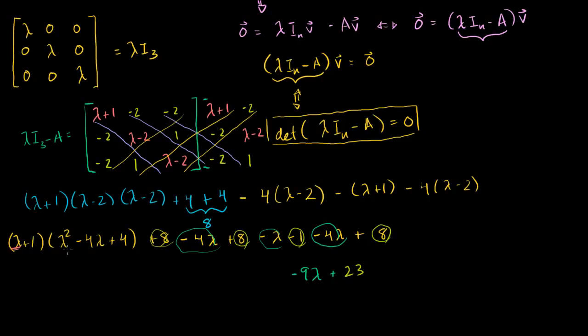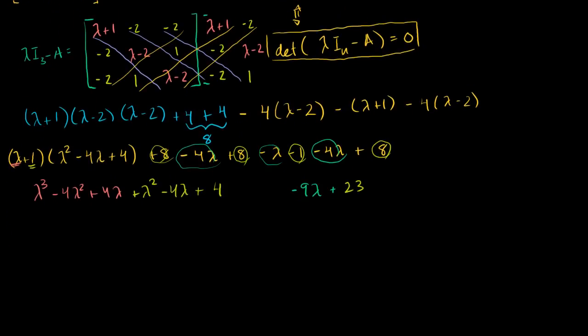And now I have to simplify this out. So first I can take lambda and multiply it times this whole guy right there. So it's going to be lambda cubed minus 4 lambda squared plus 4 lambda. And then I can take this 1 and multiply it times that guy. So plus lambda squared minus 4 lambda plus 4. And of course, we have these terms over here, so we're going to have to simplify it again. So what are all of our constant terms? We have a 23 and we have a plus 4. So we have a plus 27.